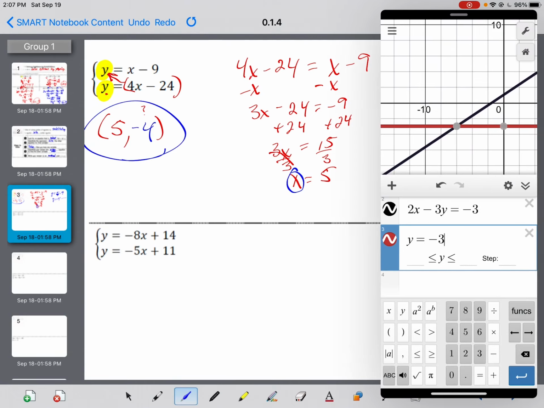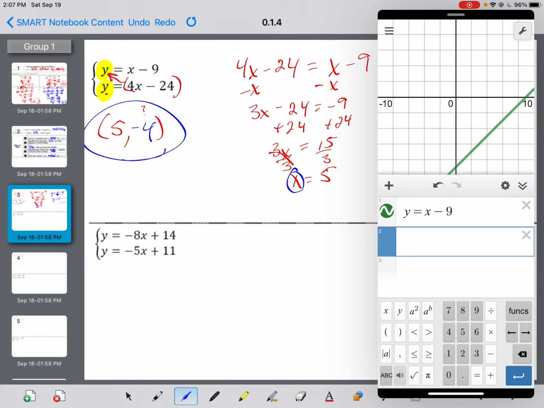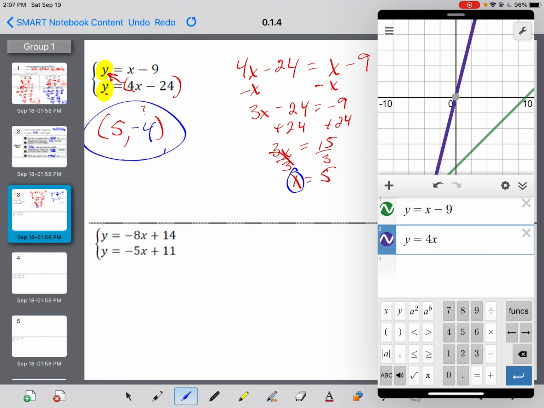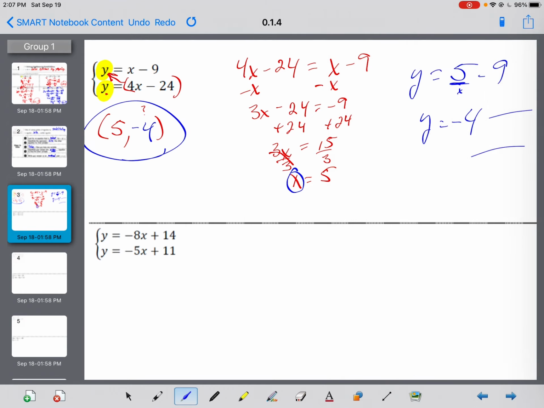We could even check our answer graphically if we wanted to. Pull up Desmos here. Got a lot of equations on it already. We can say y equals x minus 9. And we could say y equals 4x minus 24. And they touch at 5, negative 4. So you could solve them by graphing when you got that graphing calculator, but if you don't have graph paper and you don't have the graphing calculator, I like to do them substitution style.